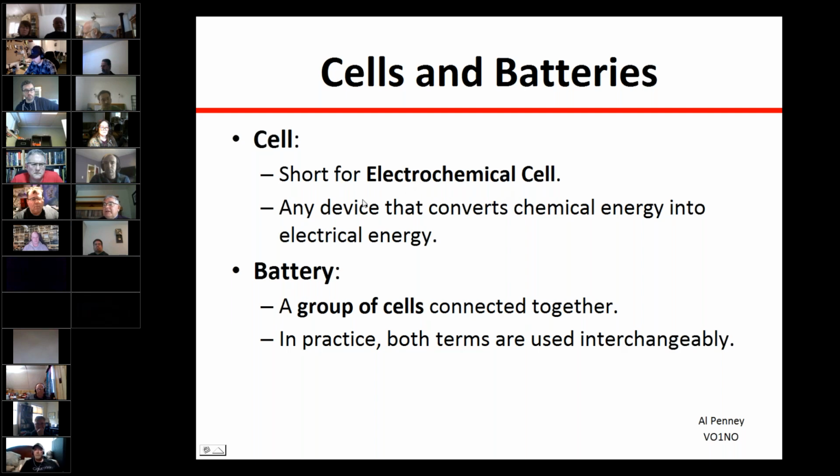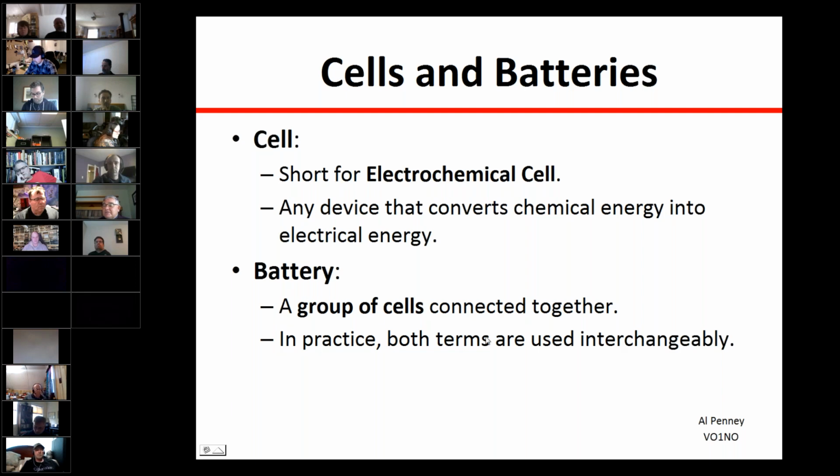Now I mentioned cells and battery. Cell is short for electrochemical cell, and it's any device that converts chemical energy into electrical energy. So what a lot of people call a battery is actually a cell. A battery is a group of cells. So we put a group of cells together and we form what's called a battery. A car battery actually is a battery, but a flashlight battery is actually a cell.